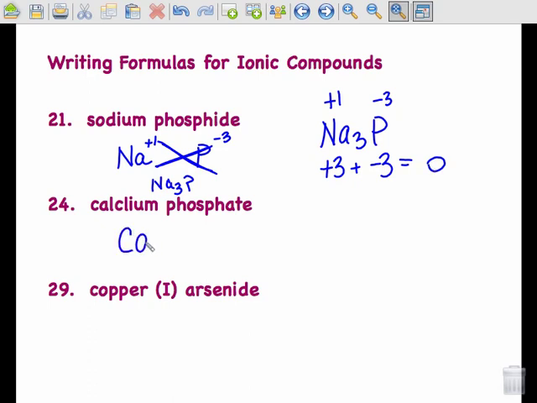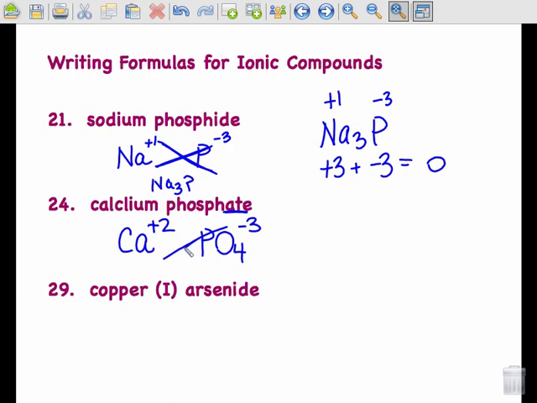Now this next one, the first part's the same. I'm going to have calcium. It's in column 2A, so its charge is +2. Now for this second one, the ATE ending immediately tells me it is not phosphorus like in 21, it's phosphate. It's the polyatomic. You have to find it from the chart. So I'm going to go on my chart and find that phosphate is PO4 and its charge is -3. It's phosphate, not phosphide.